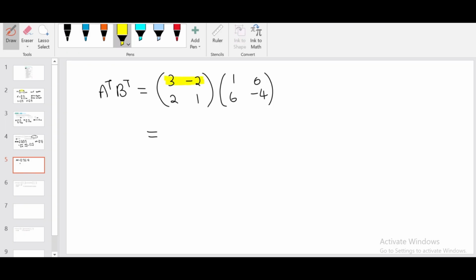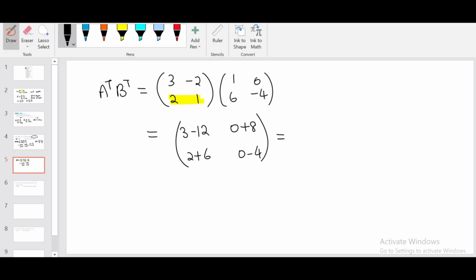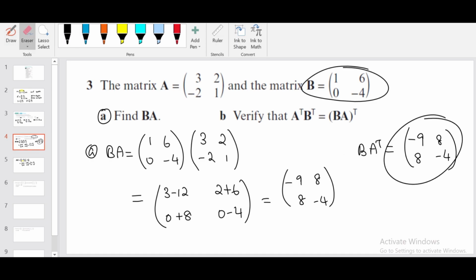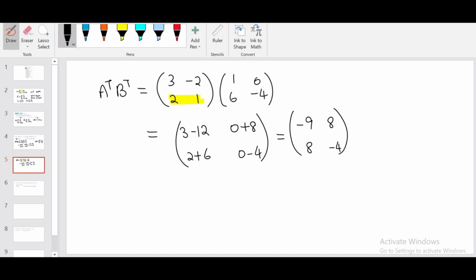Take the first row, multiply by the first column, you will get 3 minus 12, by the second column 0 plus 8, and then take the second row, by the first column you will get 2 plus 6, by the second column 0 minus 4, so you will get negative 9, 8, 8, negative 4. Look at the BA transpose, it's the same, right? So you can write therefore A transpose times B transpose is equal to transpose of BA.